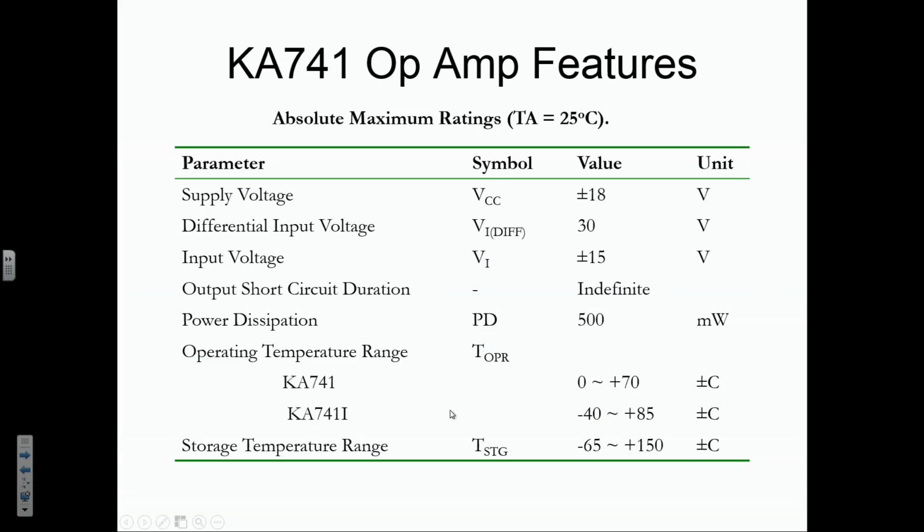Note that the K741I, this is basically mil spec or military specification, can operate at minus 40 Celsius up to 85 Celsius. So it's basically a ruggedized version of the K741. Storage temperature, very wide range without damaging it, minus 65 to 150 C.